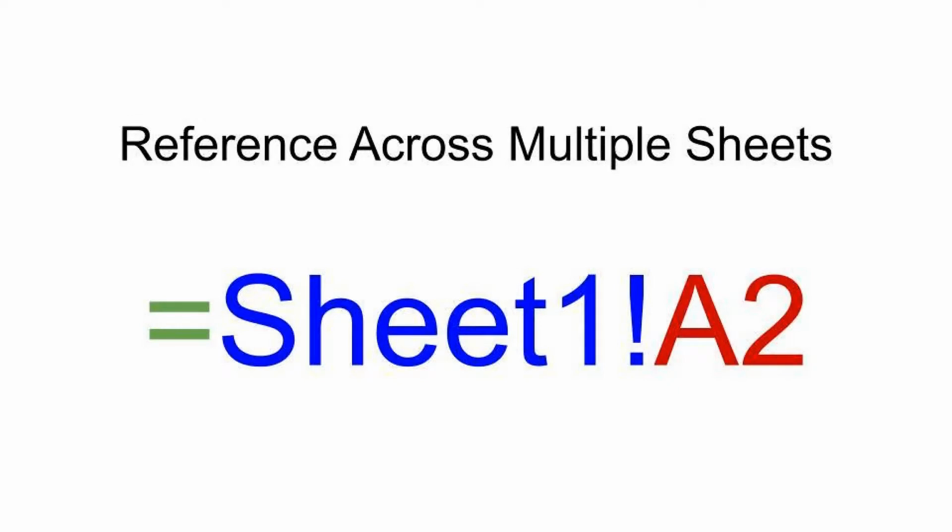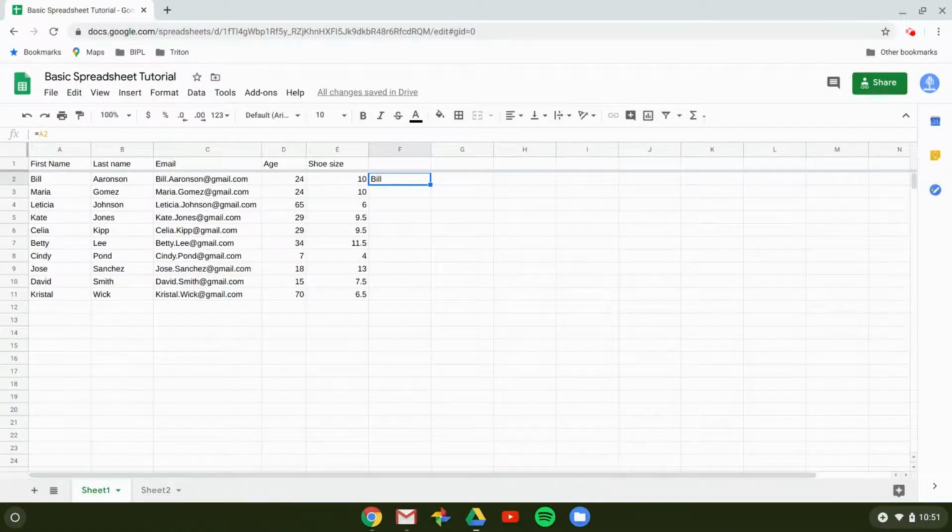You can reference cells across multiple sheets. To do this, you will need to add the name of the sheet before the cell name. To designate a sheet, you must add an exclamation mark after the sheet name. So this is how it's done.